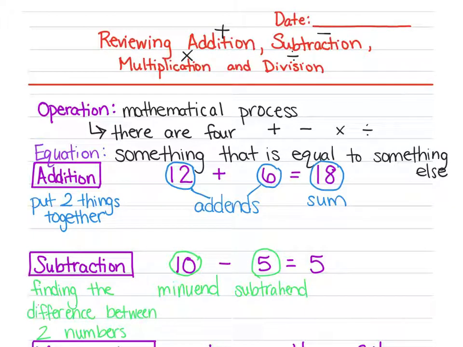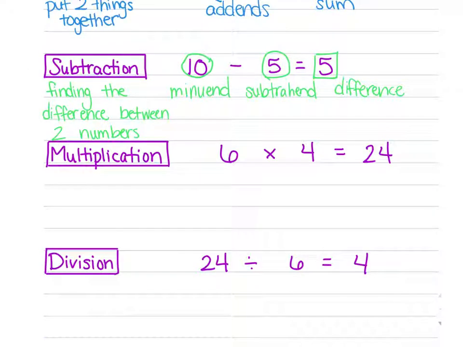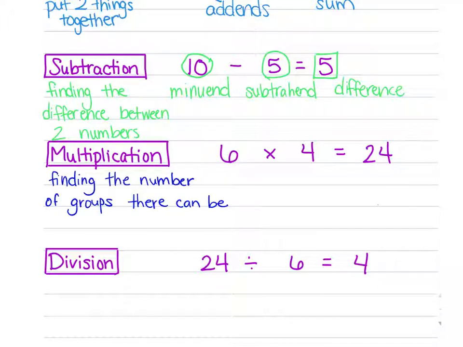This is also another word that we don't really use, but the word that you have to know is what an answer to a subtraction problem is. And that is called the difference. And this one we use a lot. Difference. So multiplication is repeated addition, but it's also finding the number of groups there can be.